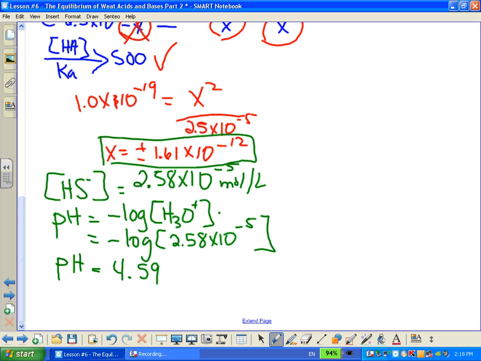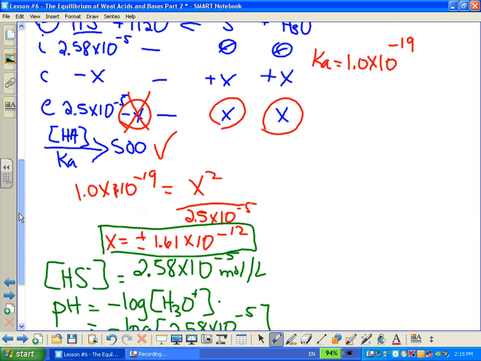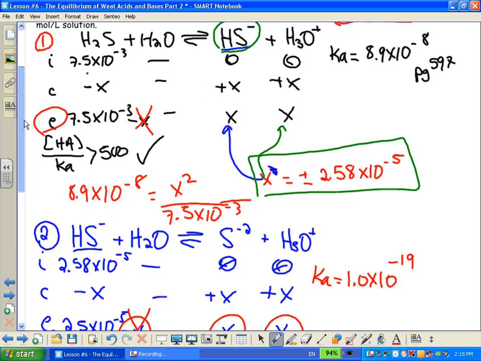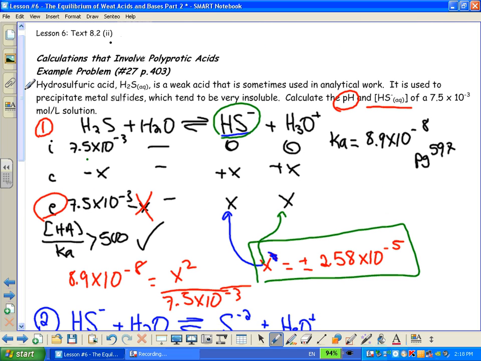I'm just going to recap this. If this makes sense to you and you're good, you can stop the video here, but I'm just going to do a quick recap of what we did for this question because it is a little confusing. The goal of this whole question is to find the pH and the concentration of HS minus. It is a polyprotic acid, so it does have to go through two dissociations.